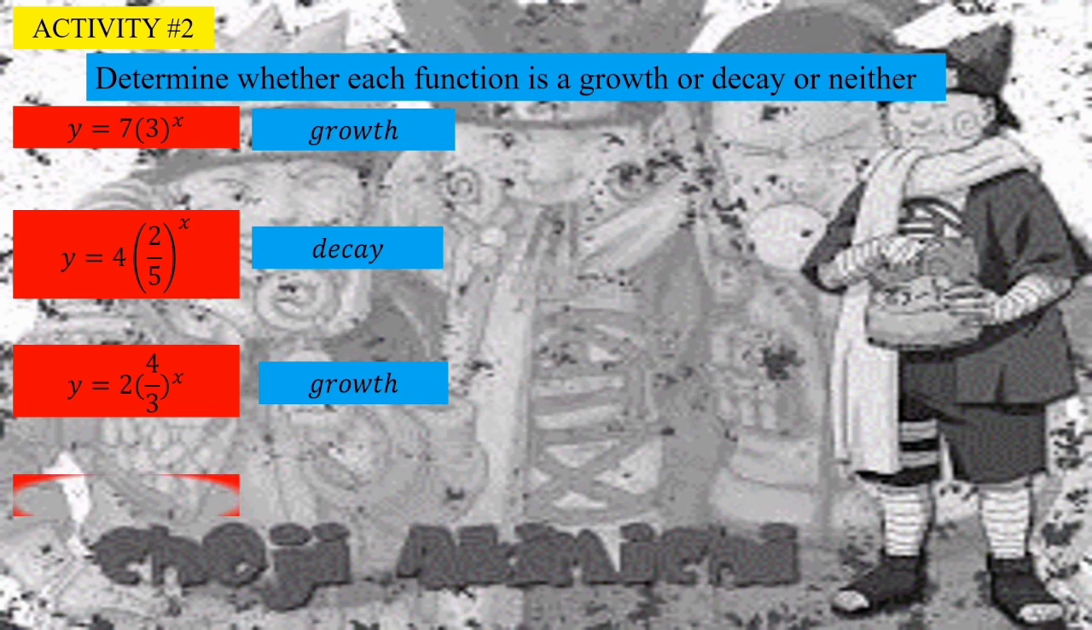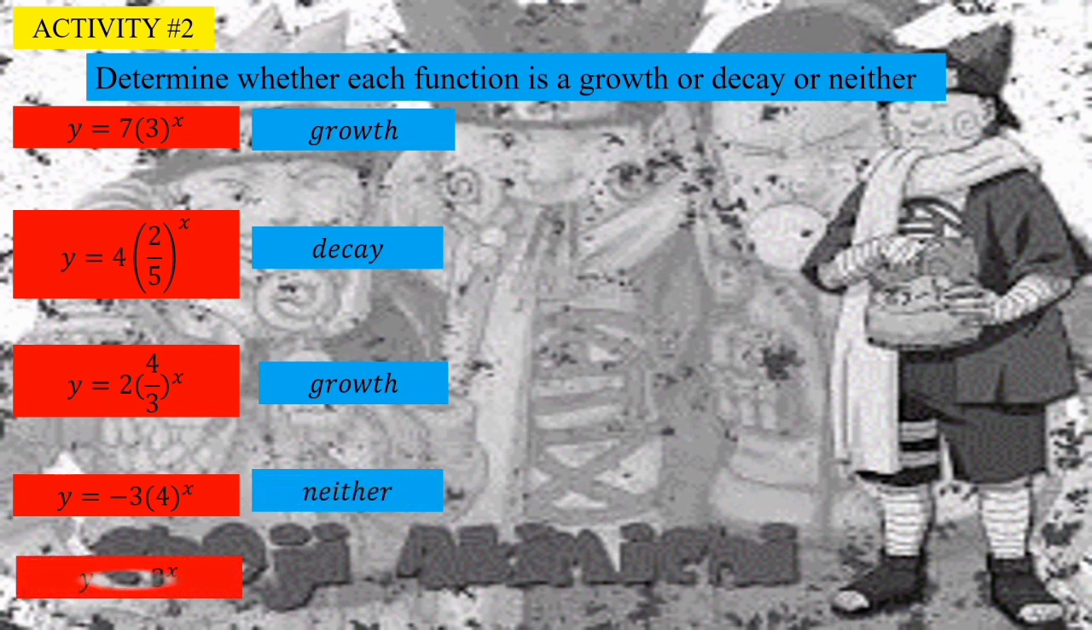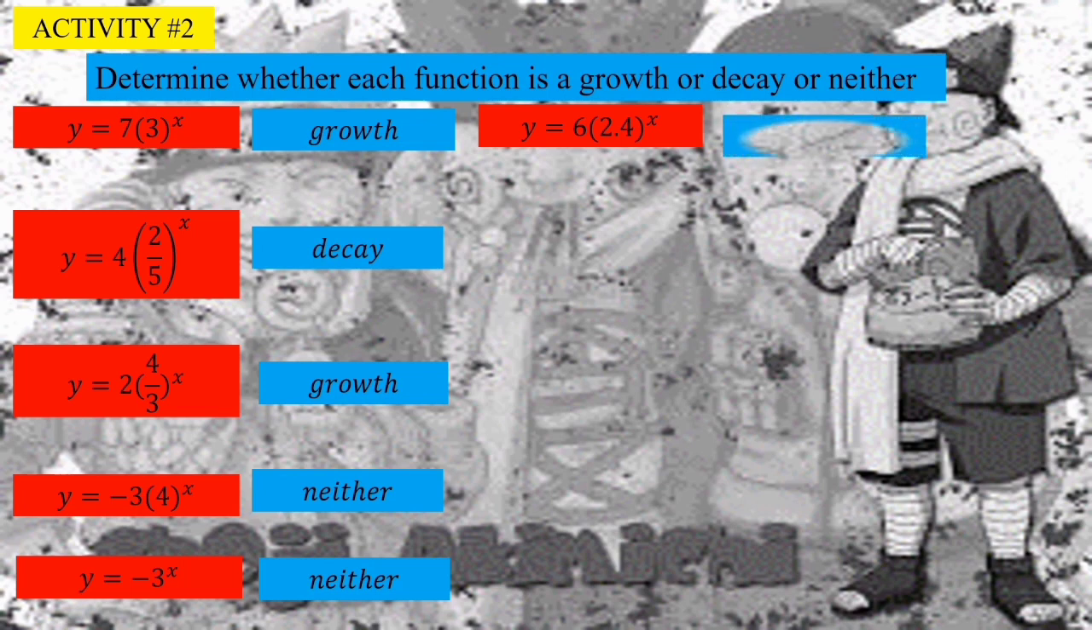Next. y is equal to negative 3 times 4 raised to the power of x. So, ang sagot natin dito, dahil negative naman yung a mo, neither. Y is equal to negative 3 raised to the power of x. Neither pa rin. Y is equal to 6 times 2.4 raised to the power of x. Okay? Correct. Growth.